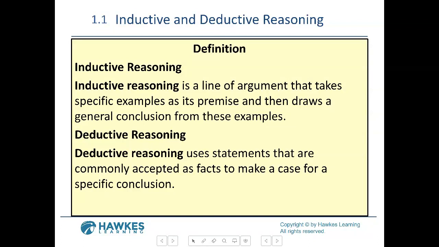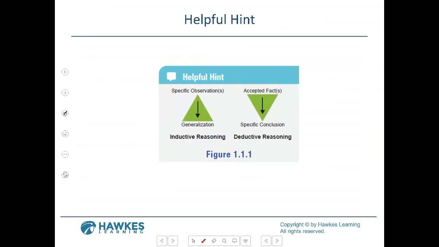Inductive reasoning is a line of argument that takes specific examples. So the key words for inductive are specific examples, and deductive uses statements that are commonly accepted as facts. This chart is trying to give you a little hint. If you're dealing with inductive reasoning, you have specific observations. And if you're doing deductive, you have accepted facts.